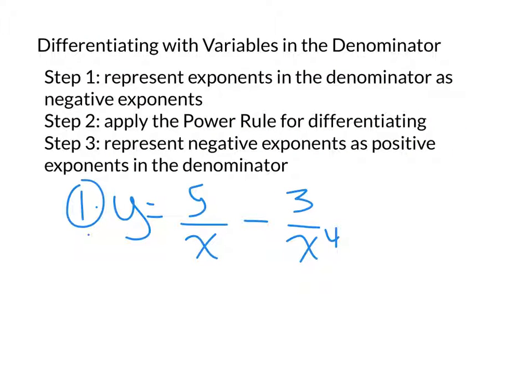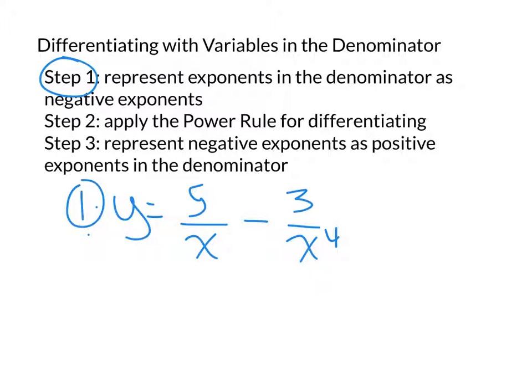Okay, so now, what happens if we have to take a derivative of functions like this? Well, first step is we take the exponents in the denominator and rewrite them as negative exponents. Then what we do is we apply the power rule for differentiating, no different than we did before. It's just the regular rule. And then the third thing, we represent any negative exponents in our differentiated answer as positive exponents in the denominator. So we go back to it the way we started it. So let's go through this example right here. 5 over x minus 3 over x to the 4th.